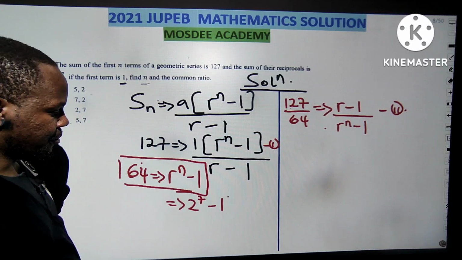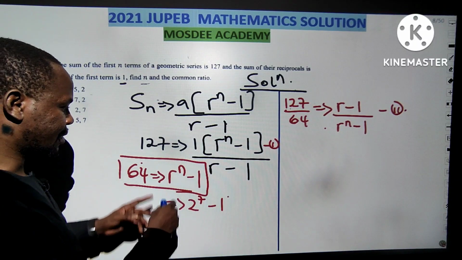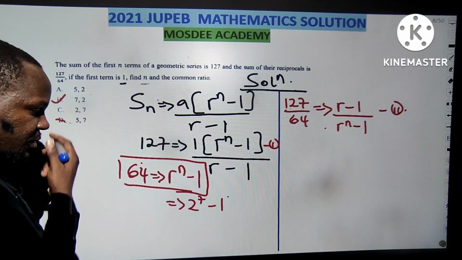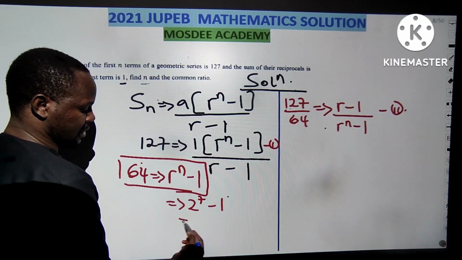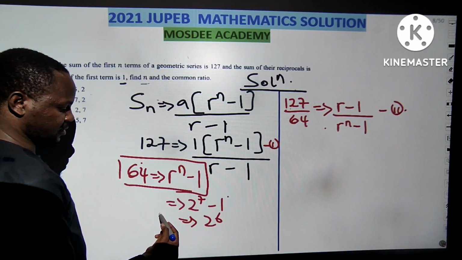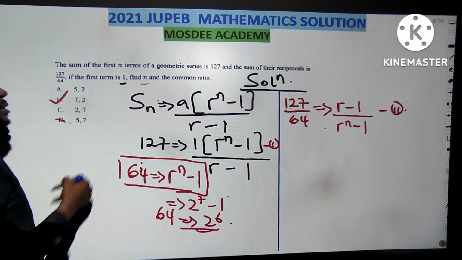2 raised to power 7 minus 1, yes. So 2 raised to power 7 minus 1. So it should be r raised to power n minus 1. Please note that: r raised to power n minus 1. So 2 raised to power 7 minus 1 is 2 raised to power 6, which is 64. So I think this is correct. So that should be the right answer.